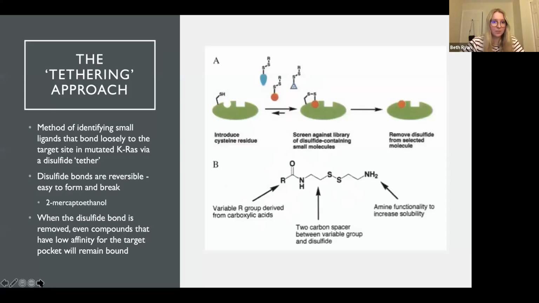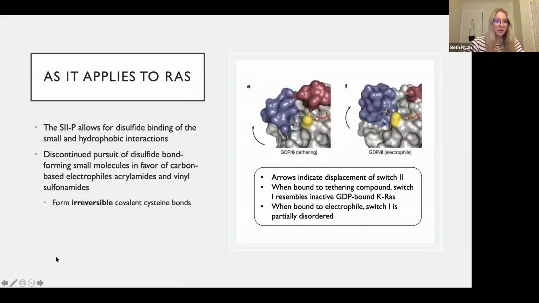So that's essentially how you're able to get these small molecules to bind to that new pocket. And then as it applies to RAS, this notation S2P just means the switch 2 pocket, that new one. It allows for the disulfide bonding of the small molecules and for hydrophobic interactions. So you can kind of see how deep it is. And then there's the cysteine that it's able to bond to, and then there's the GDP just hanging out in the other pocket.